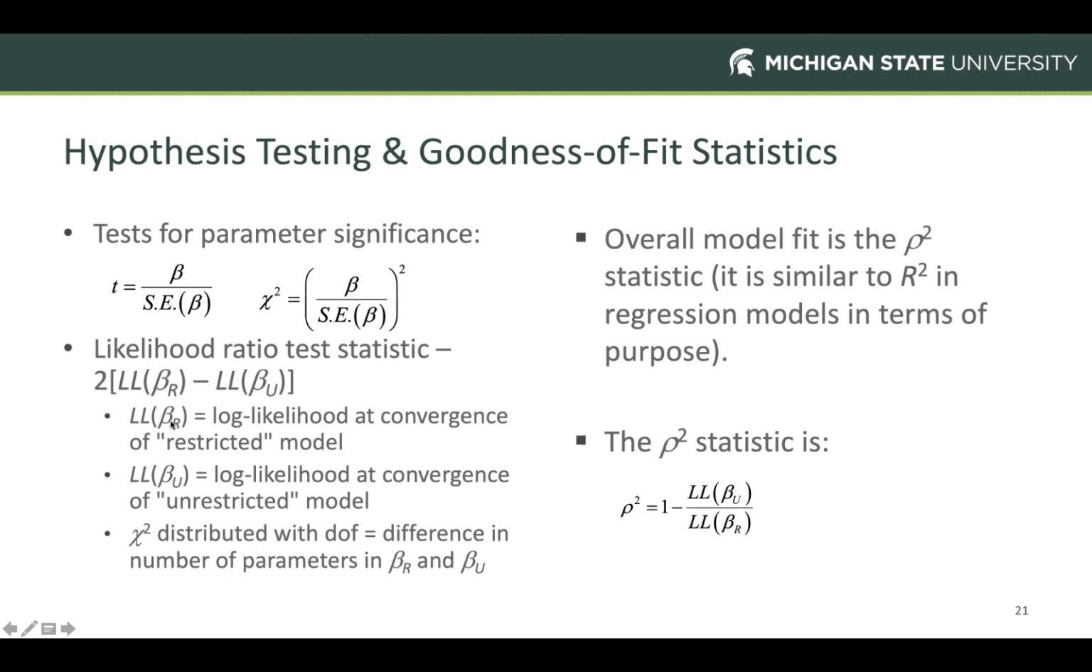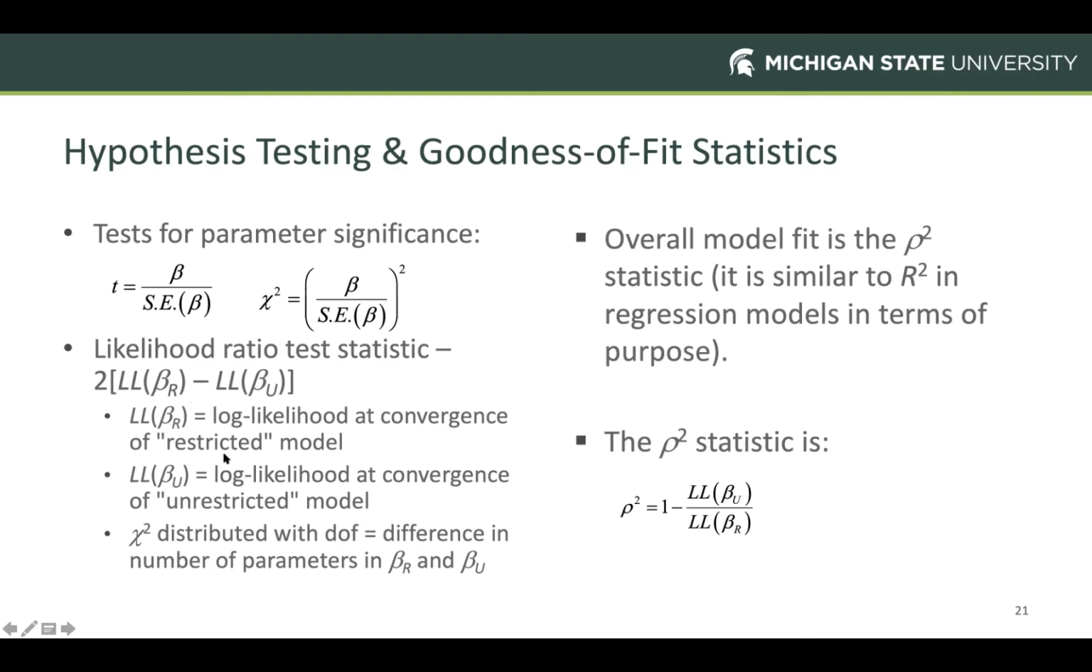And that test statistic, if we take the difference in those log likelihoods and then multiply that by -2, is going to give us a test statistic that's chi-squared distributed. And the degrees of freedom is simply going to be the difference in the number of parameters. So if we add 3 parameters to our model, that would be distributed as chi-squared with 3 degrees of freedom.